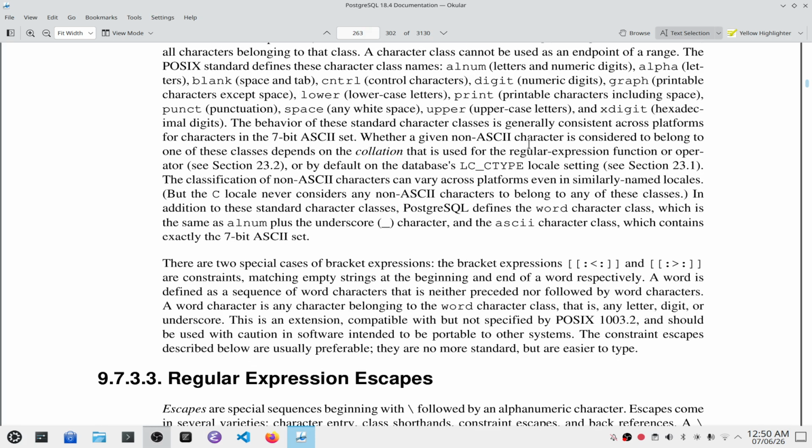Whether a given non-ASCII character is considered to belong to one of these classes depends on the collation that is used for the regular expression function or operator, or by default on the database's LC_CTYPE locale setting. The classification of non-ASCII characters can vary across platforms even in similarly named locales, but the C locale never considers any non-ASCII characters to belong to any of these classes. In addition to these standard character classes, PostgreSQL defines the word character class, which is the same as alnum plus the underscore character, and the ASCII character class, which contains exactly the 7-bit ASCII set.